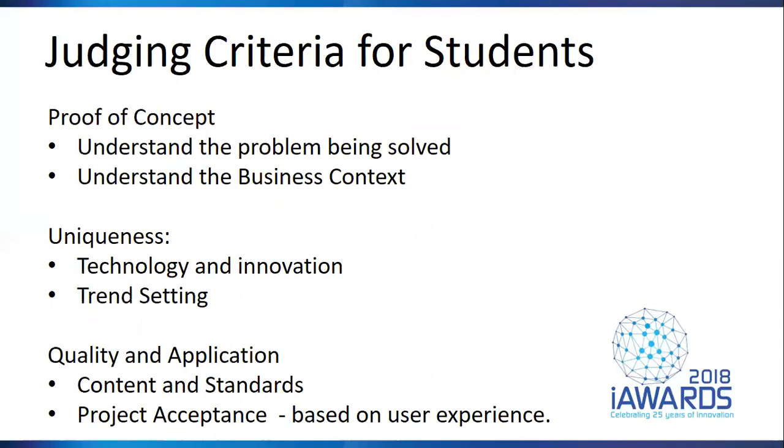So for students, again, this is a snapshot as well, but it's broken up into three main sections. You've got proof of concept, uniqueness, and quality and application. So problem being solved, they're looking at, does the entrant understand what the problem is being solved? And do they understand the business context as well?